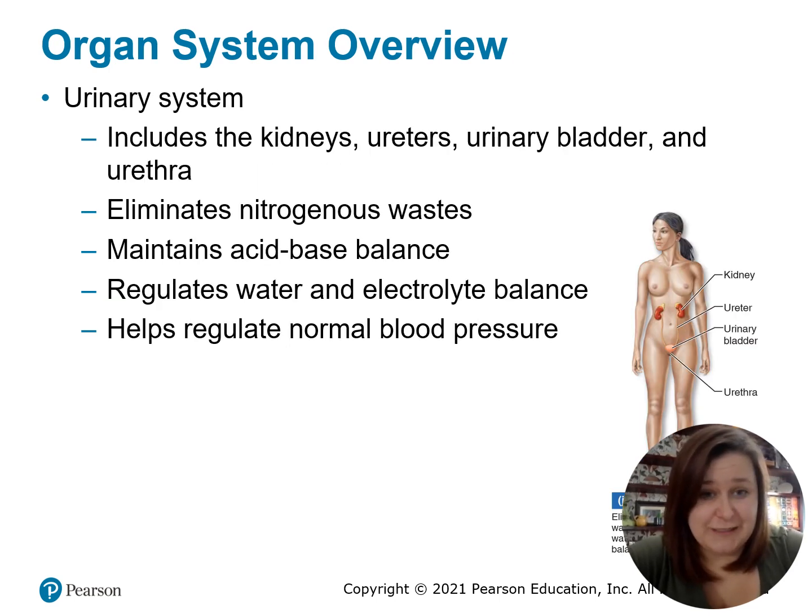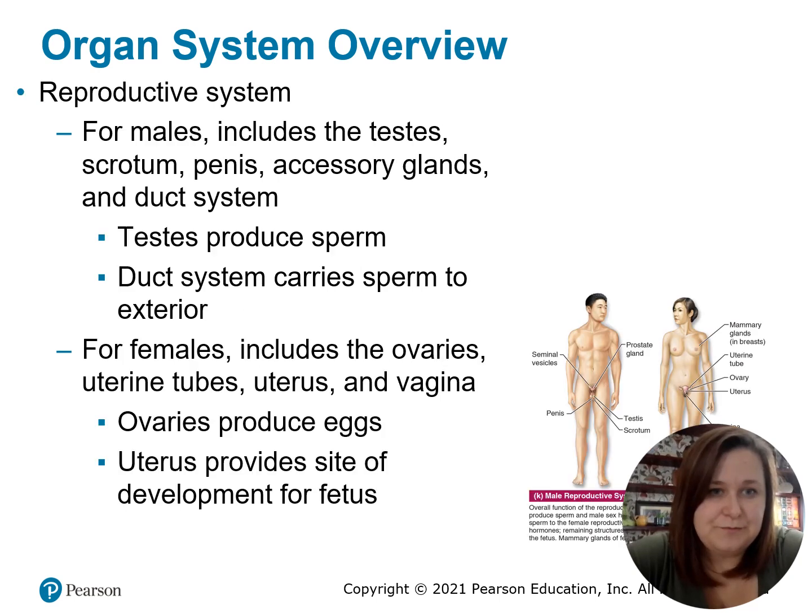We will talk about the urinary system. This is one of my favorite systems. It is going to include the kidneys, the ureters, the urinary bladder, and the urethra. Its purpose is to eliminate nitrogenous waste. It is going to maintain our acid-base balance. It's okay if you don't know what that is yet. We will spend a lot of time on it, and you will definitely know what it is by the time that we're done. It is going to regulate water and electrolyte balance and help regulate normal blood pressure.